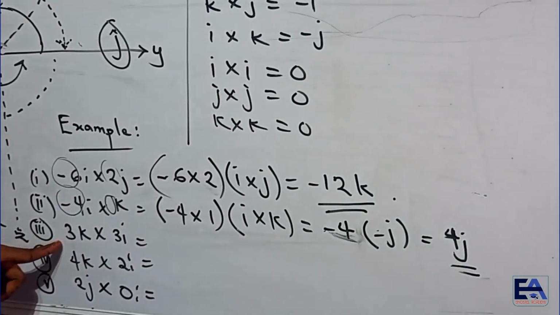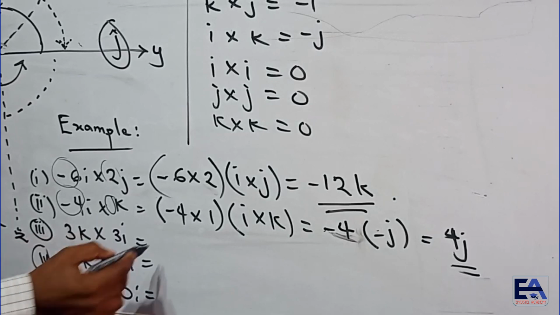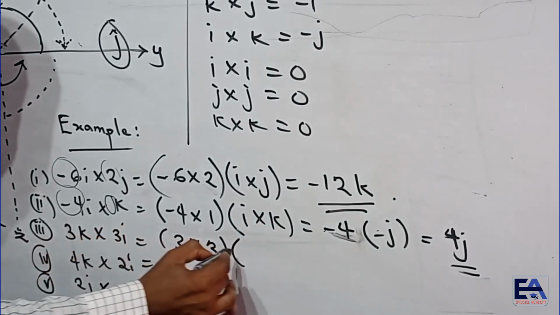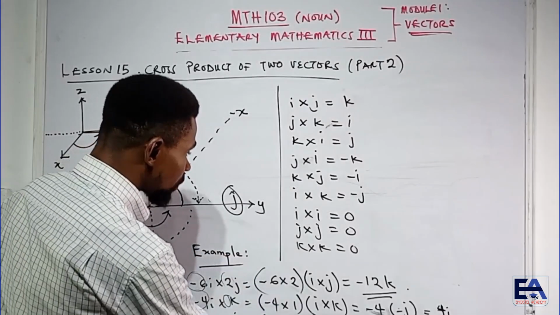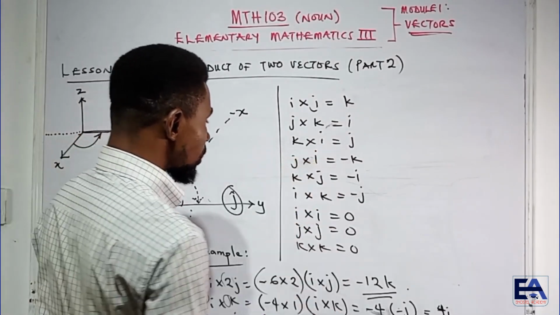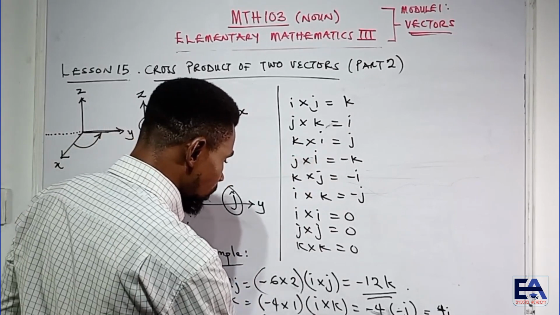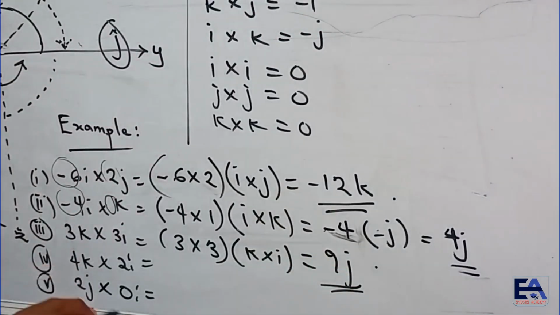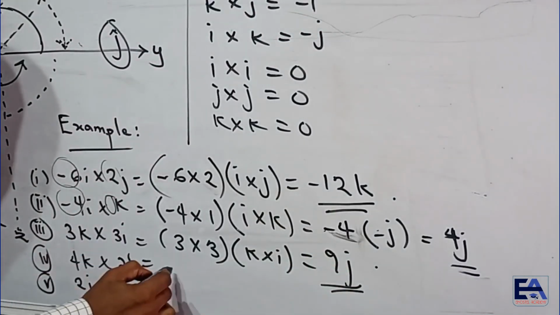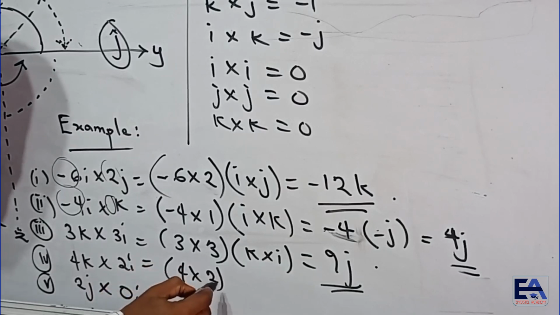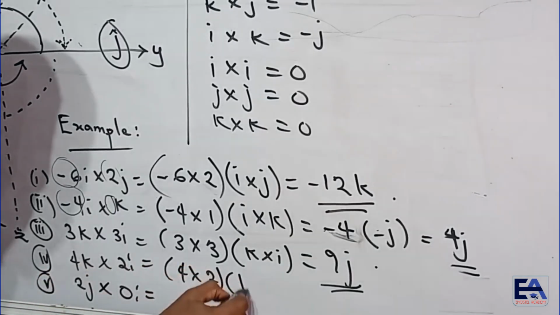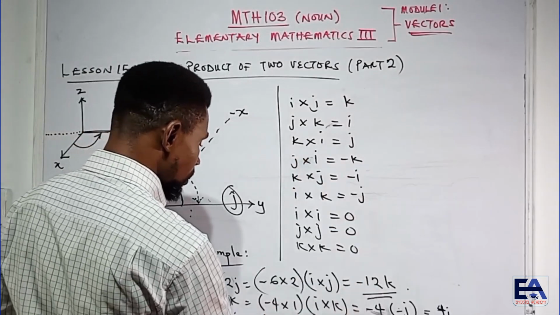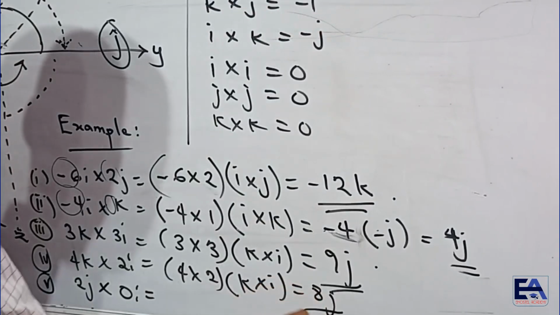Now if you look at this, okay, 3k times 3i. Just get the 3 times 3, then k times I. If you check our table, k crossing I will give you j. So 3 times 3 is 9, and k crossing I gives you j. So the answer is 9j. Then if you check this one out, we have 4 times 2, then k crossing I. If k crosses I, you have j. So 2 times 4 is 8, so the answer is 8j.